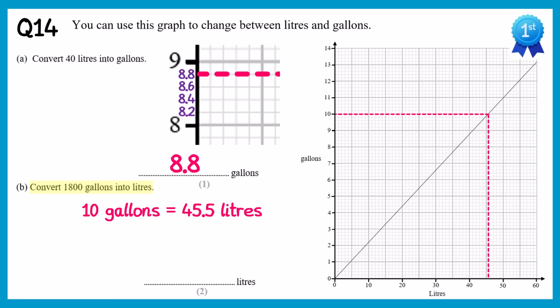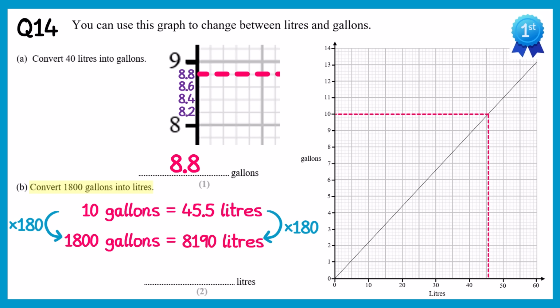But we need to do 1,800 gallons. So I need to see how many times greater 1,800 is than 10. You can do this by doing 1,800 divided by 10, which gives you 180. So it's 180 times greater. So all I need to do is 45.5 litres multiplied by 180, and I get the answer, 8,190.